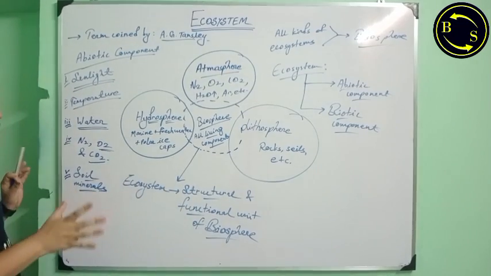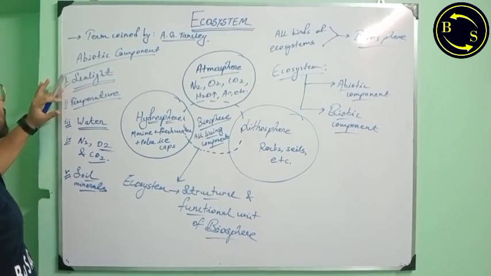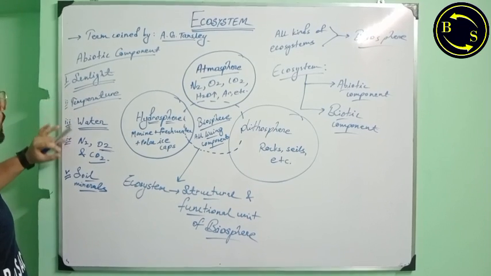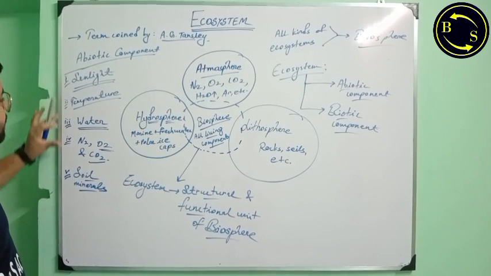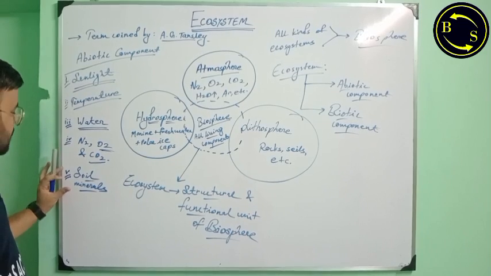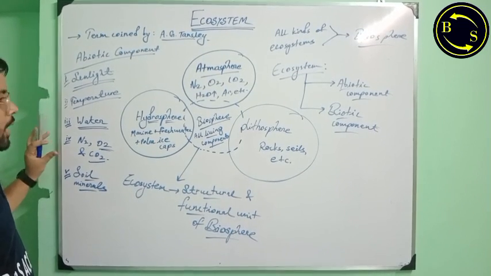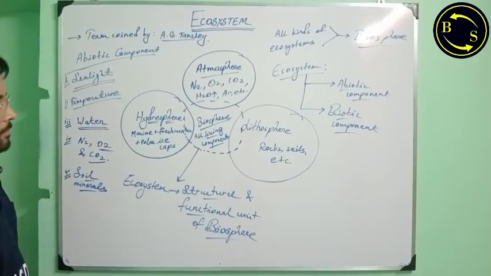But the most important of all abiotic components are sunlight or light, temperature, water and gases. These four are absolutely essential. Soil minerals are not that important, but these four are absolutely essential.